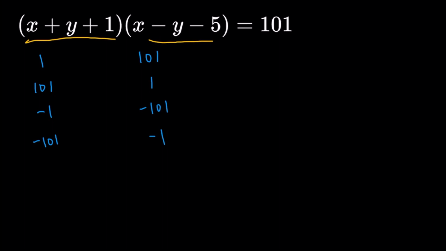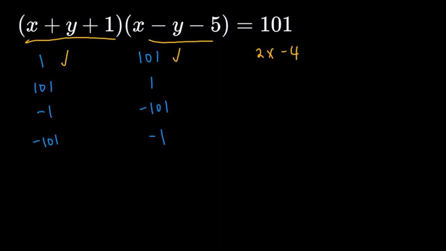And if we add them, we're going to get 2x minus 4. The reason why I'm adding them is because it eliminates the y, so it helps us answer this question a little more smoothly. So the sum of the two factors is 2x minus 4, and we could consider the sum of the factors in each possible case.